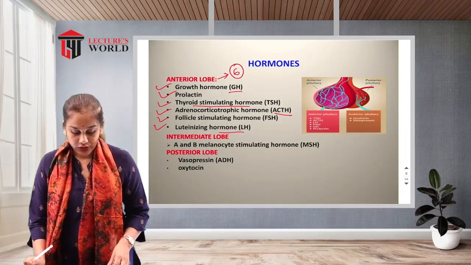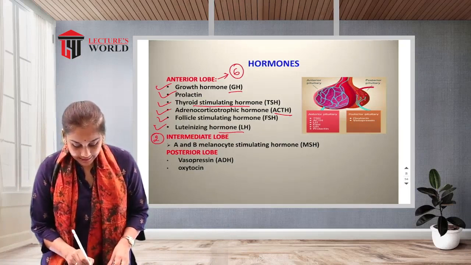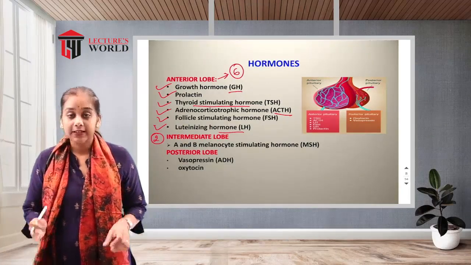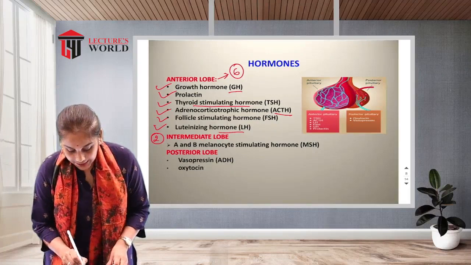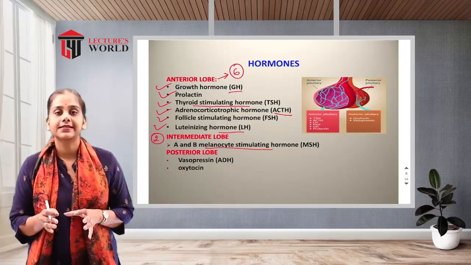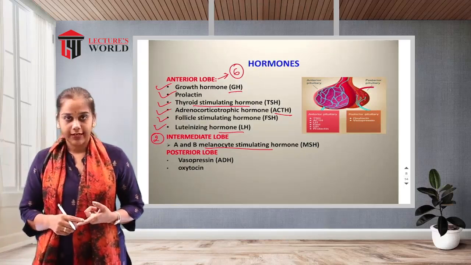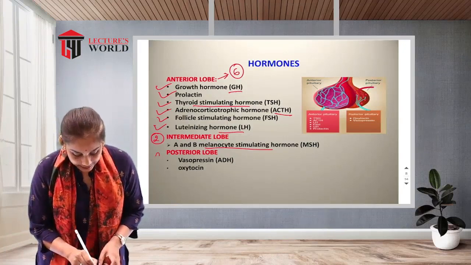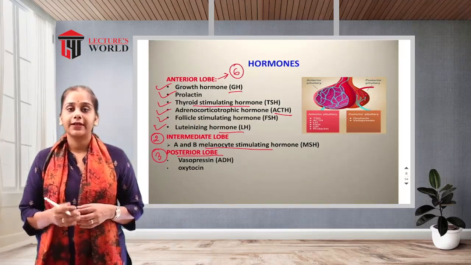Then the second portion, the intermediate lobe. This is the second lobe, the in-between lobe, the intermediate lobe. It secretes alpha and beta melanocyte stimulating hormone. Melanocyte stimulating hormone, A and B.